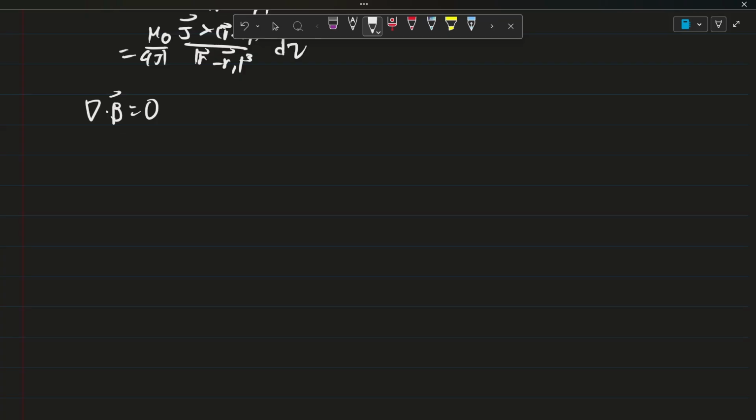And what I want to discuss here is the application of the Biot-Savart law.